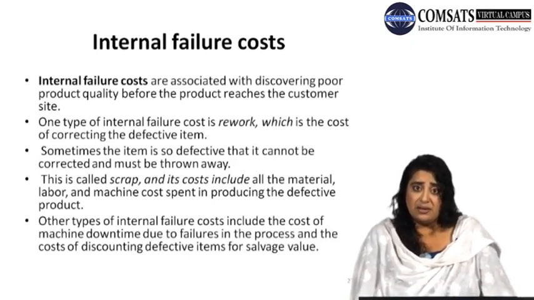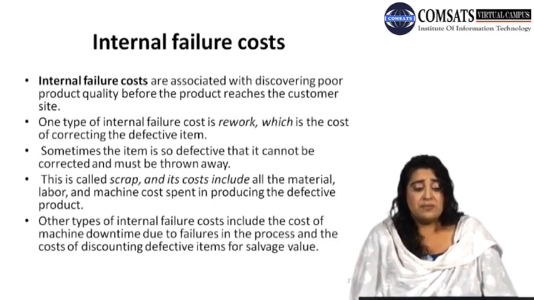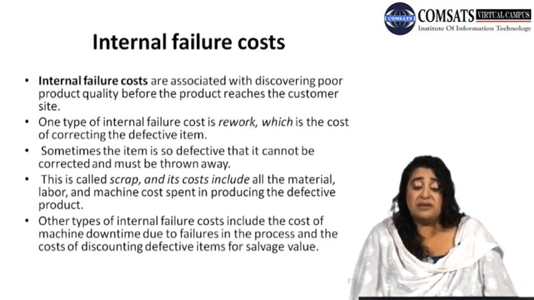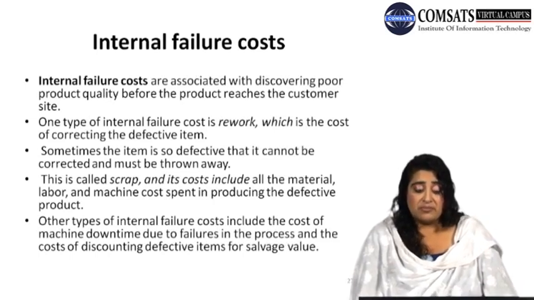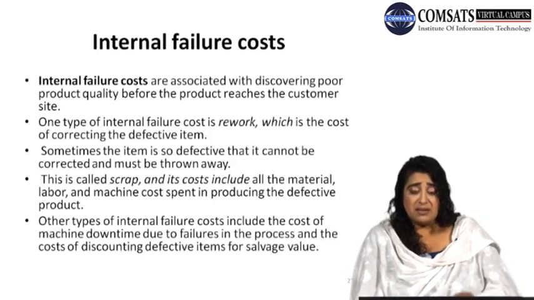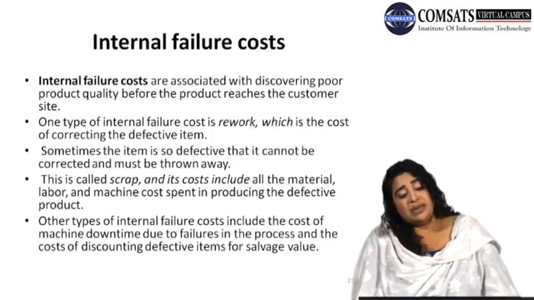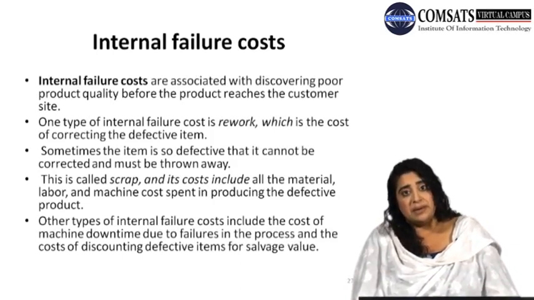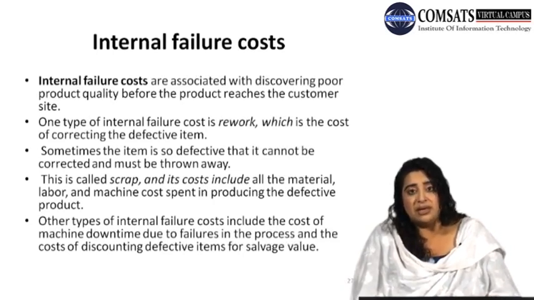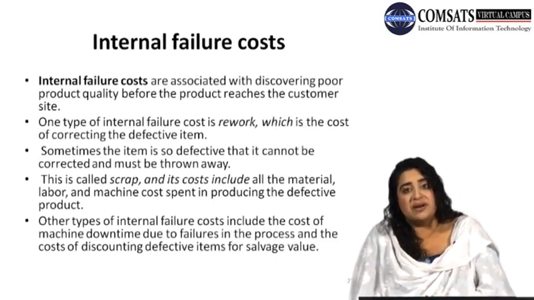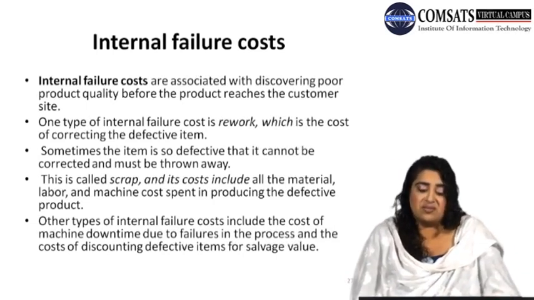So वो तो ज़ाया हो गया, then वो expense जो उसके ऊपर लगा उसकी manufacturing में वो भी waste हो गया. So this is called scrap, and its costs include all the material, labor and machine costs spent in producing the defective product. So scrap में क्या चीज़ आ गई? Scrap तो हो गया वो material या वो product, but उसमें cost तो बनने में तो वही लगी, labor की भी cost उतनी ही पड़ी, आपको machine की cost भी उतनी ही पड़ी, and material भी उतना ही लगा, but आपको product जो है वो defective मिला. So वो आपके internal failure cost में आ जाएगा.